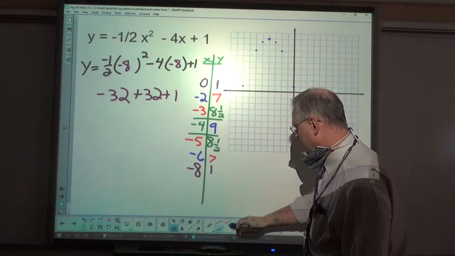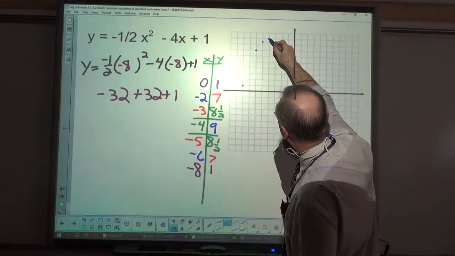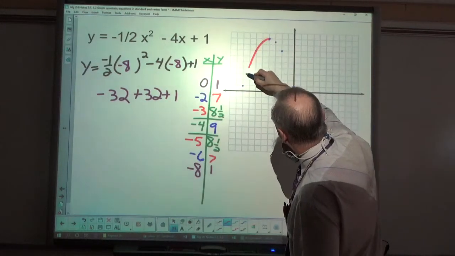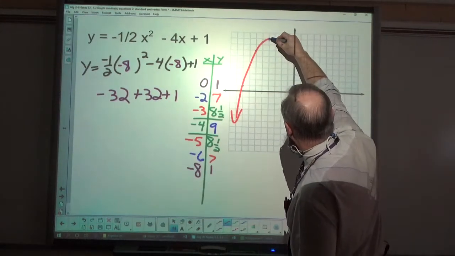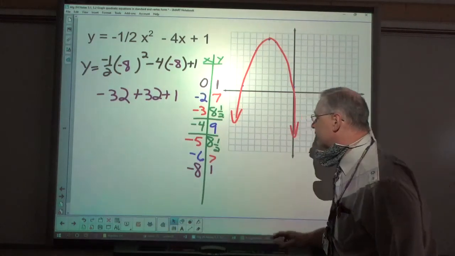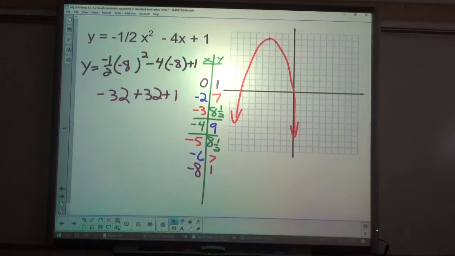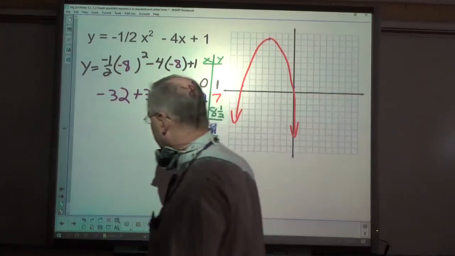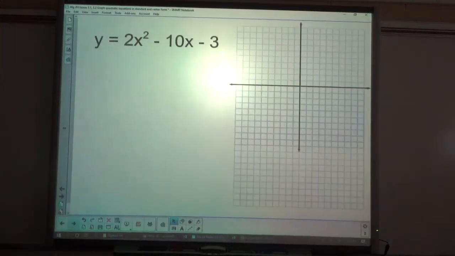And let's draw our arcing graph here. All right, good enough. And there is the graph. Let's take a look at another example.